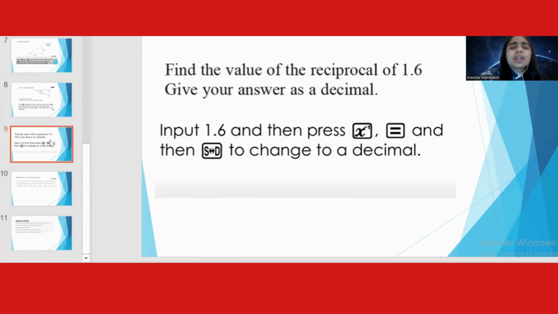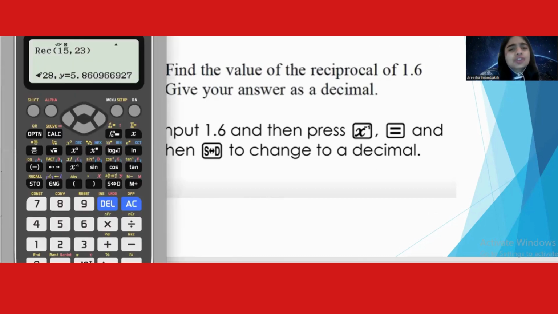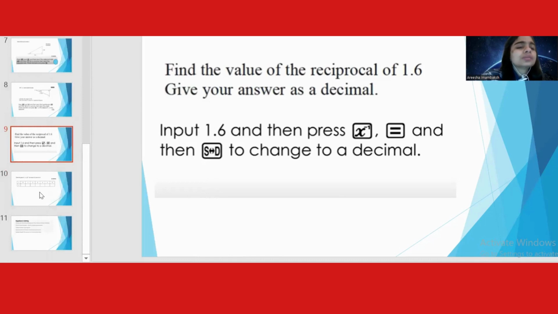Okay. Find the value. This is a very easy function, finding the value of the reciprocal. So 1.6, minus 1, equal to, and then we can get it in decimal as well. This is how we take out the reciprocal, right?